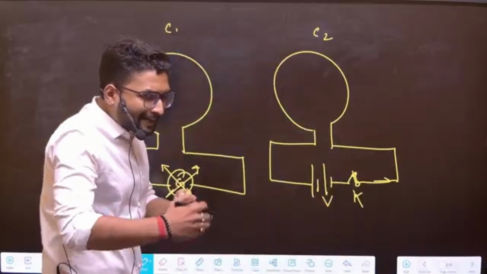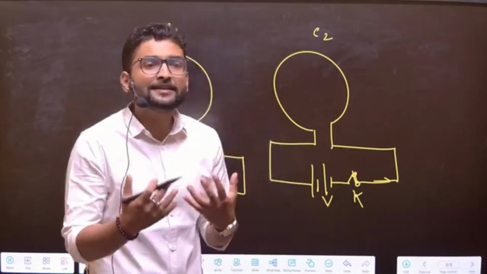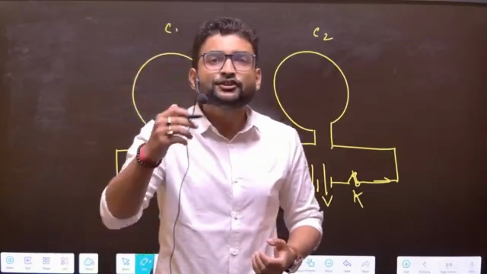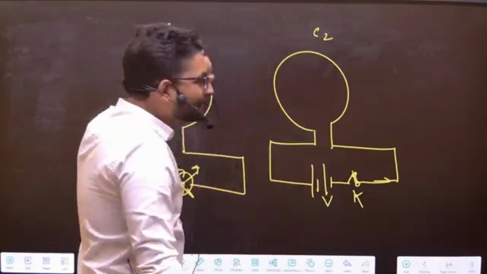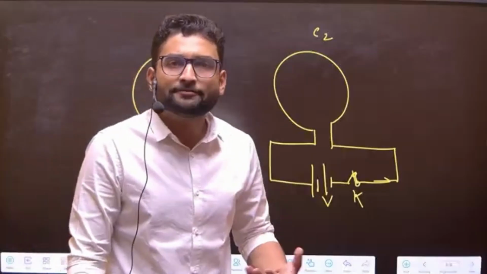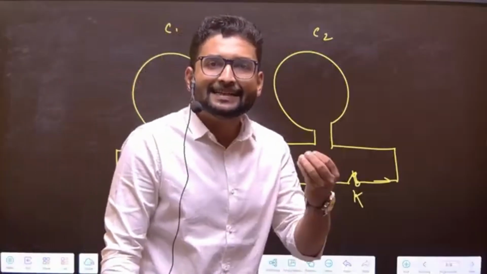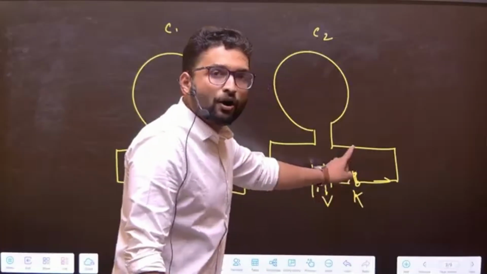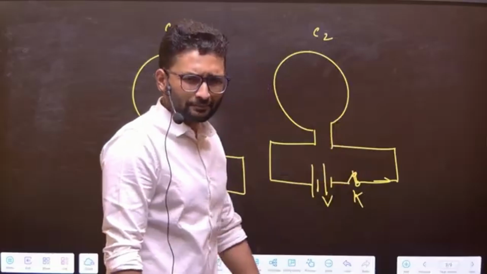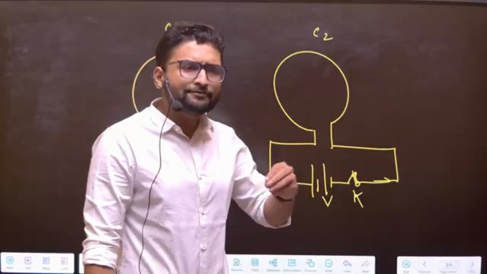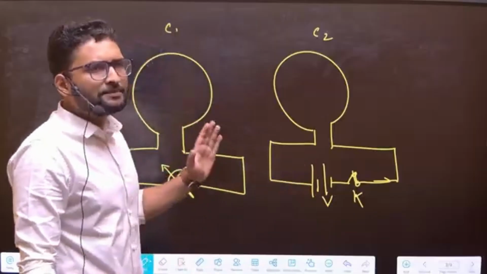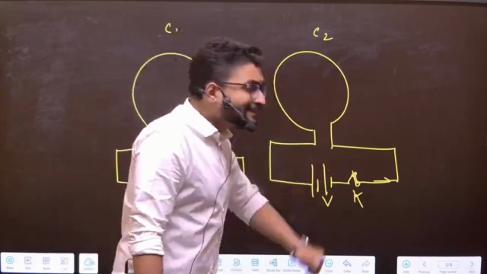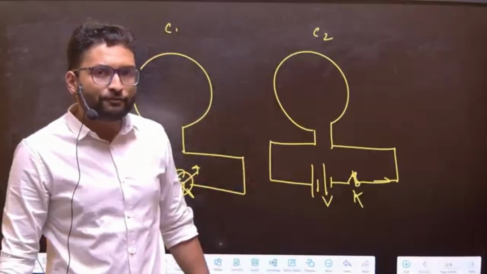That means if current is increasing, the magnetic field associated with it is also increasing. So magnetic field increasing means change in magnetic flux associated with C1, and change in magnetic flux induces electric current. That's why you get a little deflection when you turn the key on or when you close the key. Now after closing the key, after a few moments, the galvanometer would show no deflection because the current in the circuit is steady current. Then again, when you open the key, when you turn the circuit off, what happens?